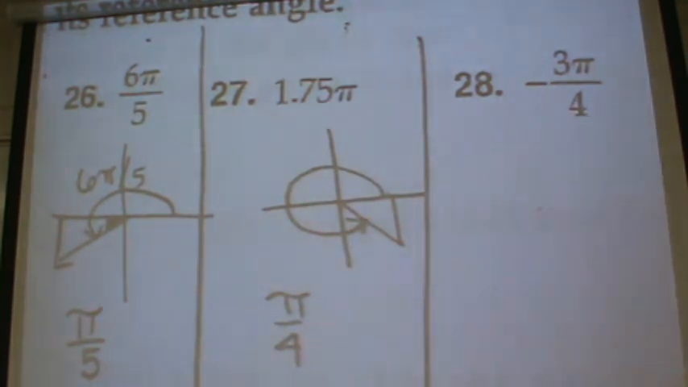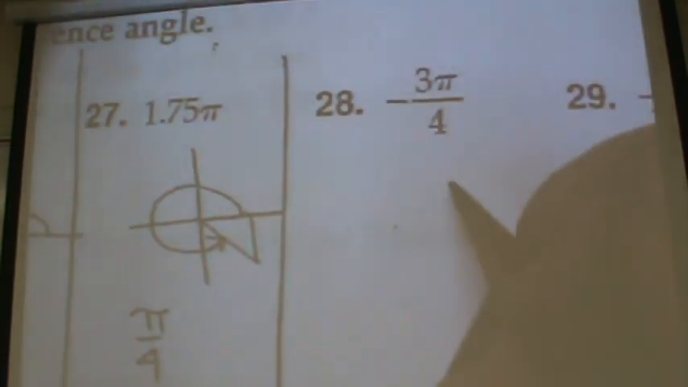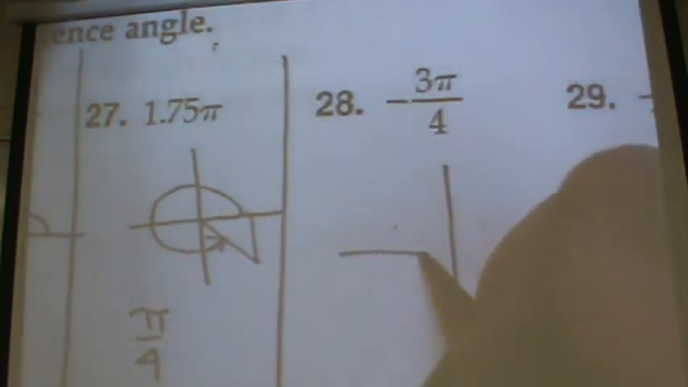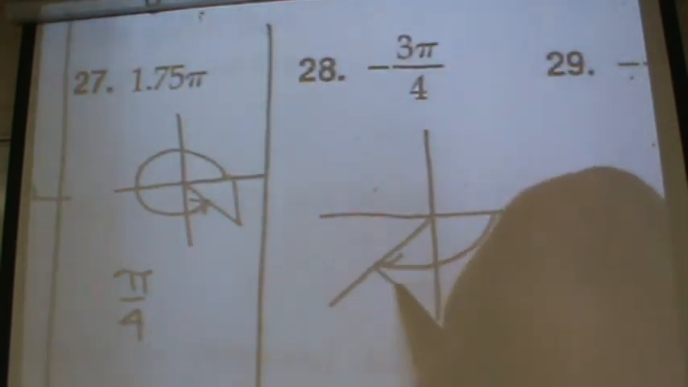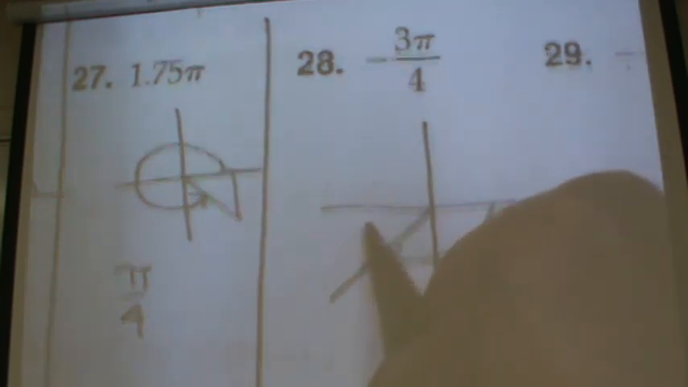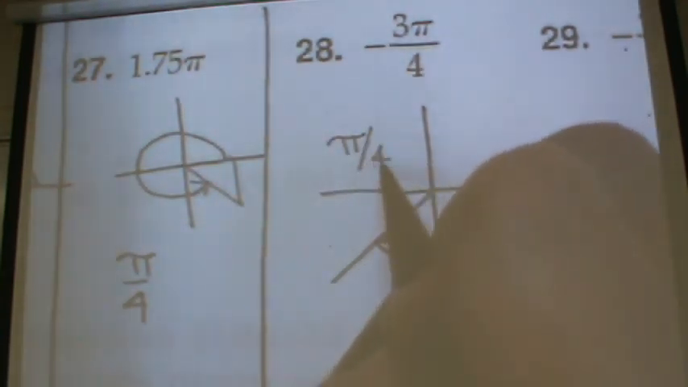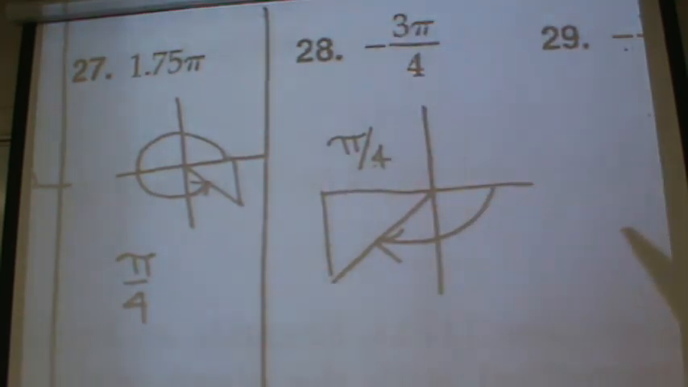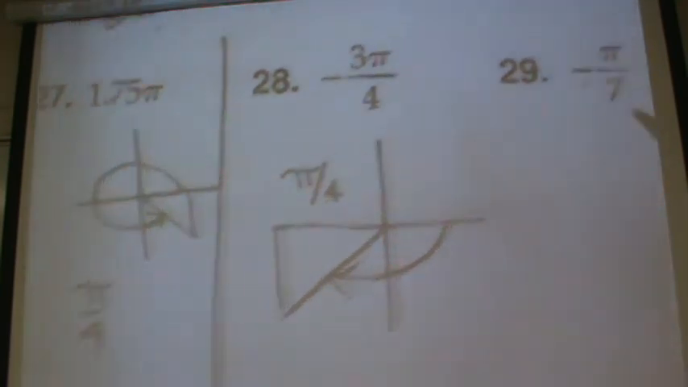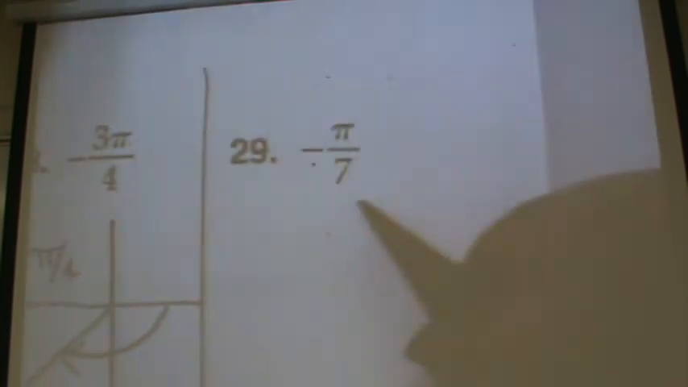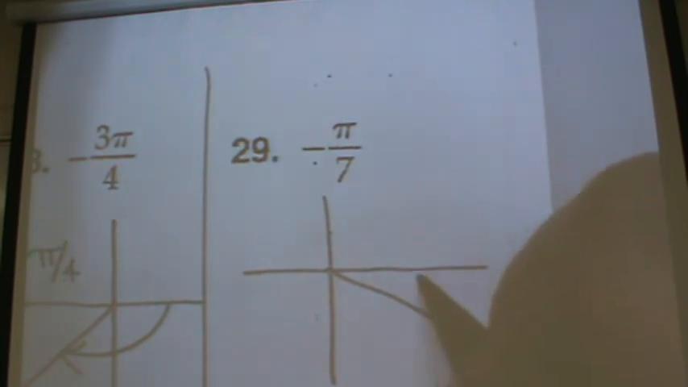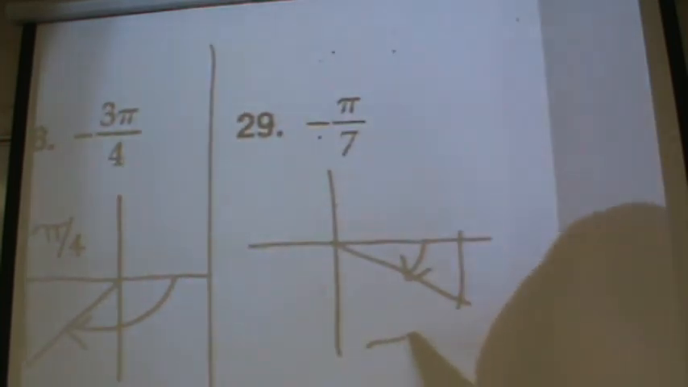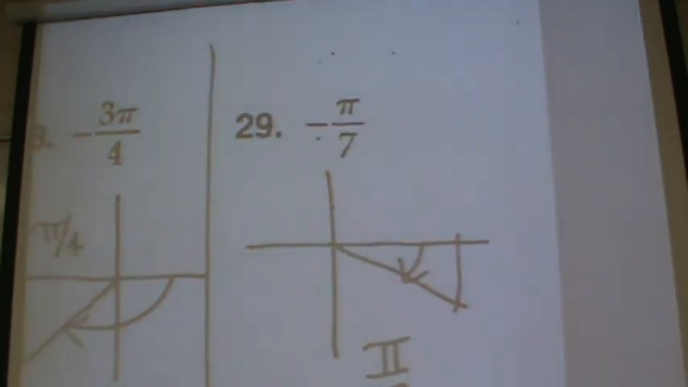Next one. -3/4. How would you construct that angle? The other way. You're gonna go this way, 3/4, that way. So what's this reference angle? Just pi over 4. Yeah. And the last one, -pi over 7, would be like this, and your reference angle would be pi over 7. So far, okay?